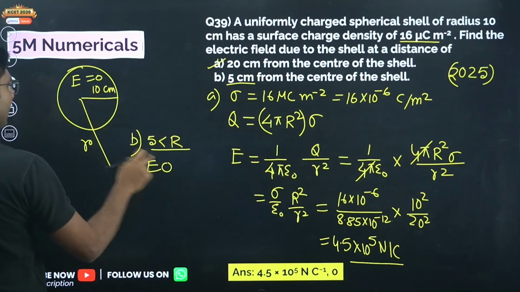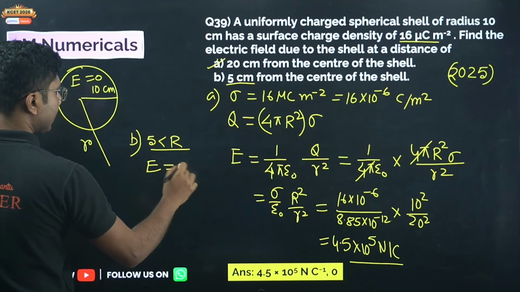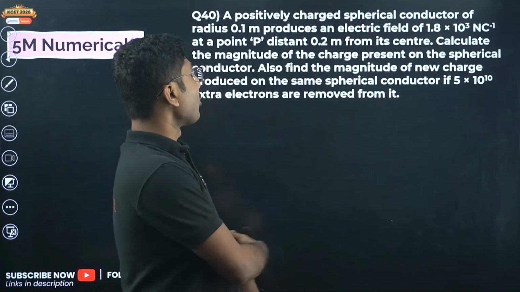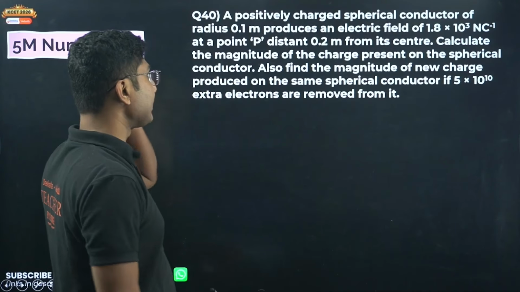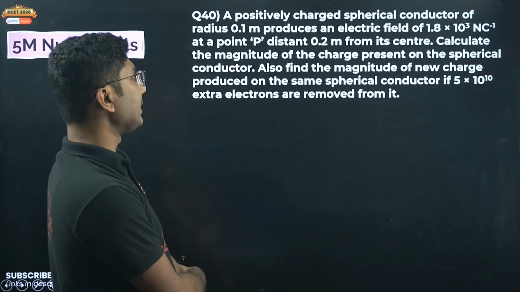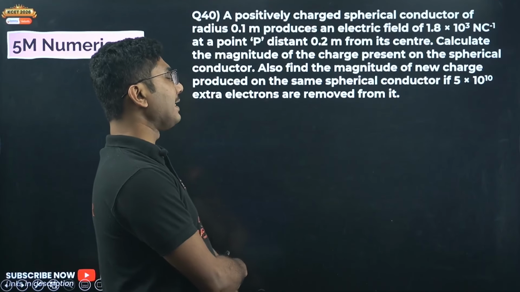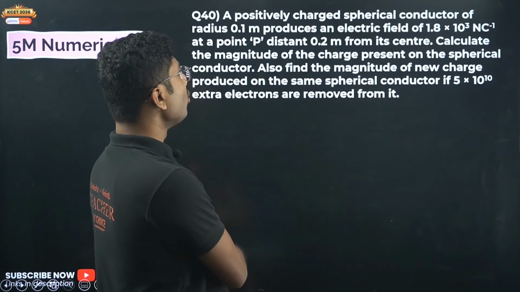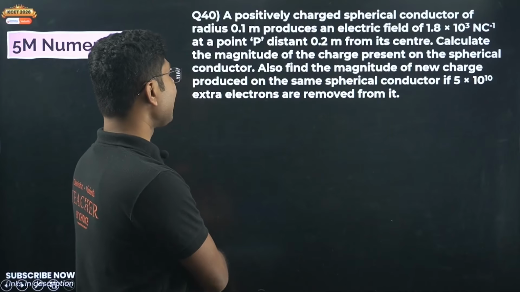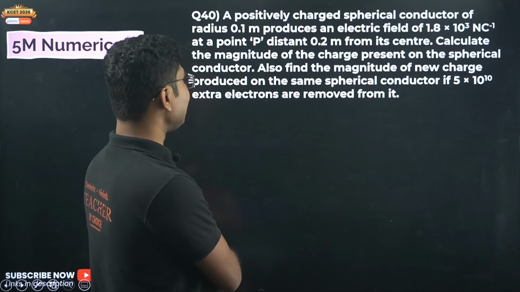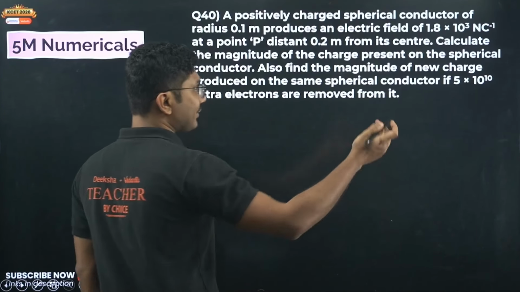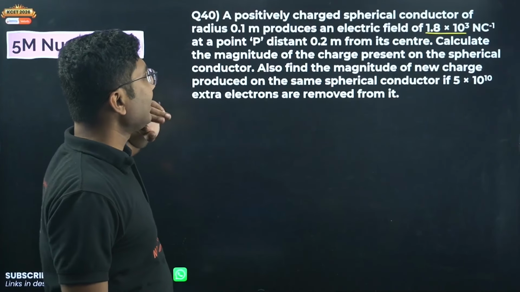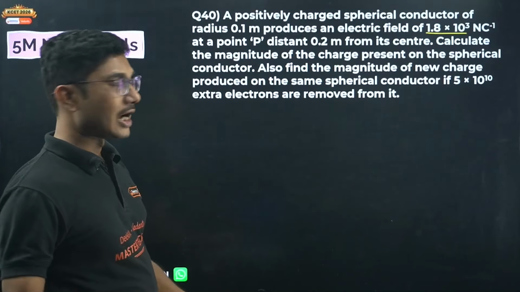Okay. So last year's PYQ I have also completed in this lecture. Now the last question is from your model question paper. A positively charged spherical conductor of radius 0.1 meter produces an electric field of 1.8 into 10 to the power of 3 Newton per coulomb at a point P distant 0.2 meter from its center. Calculate the magnitude of the charge present in the spherical conductor. Okay, the question is similar. Electric field is given, distance is given, and they asked you what is the charge on the conductor.